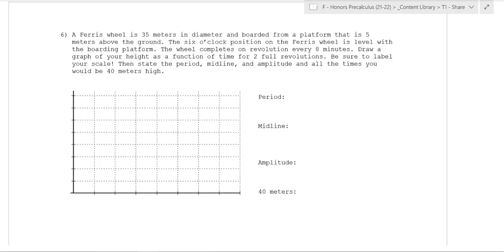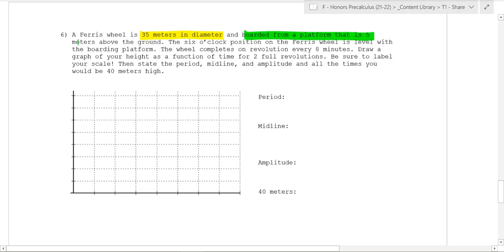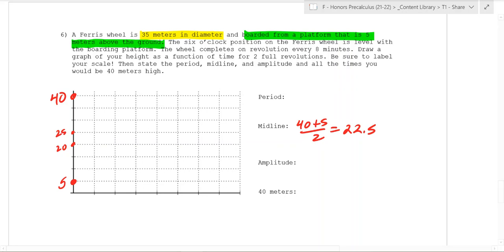So in this question, something changes. The Ferris wheel is 35 meters in diameter, but it's boarded from a platform that is 5 meters above the ground. So the person starts at 5. That's where the person's going to be at time equals 0. And the highest point they're going to be is 35 above that, which is 40. The midline is going to be halfway between that, so that's 40 plus 5 over 2, so that's 22.5. So you get 5, 10, 15, 20 right there, and then 25. So the midline is actually going to be right in the middle here, a height of 22.5.